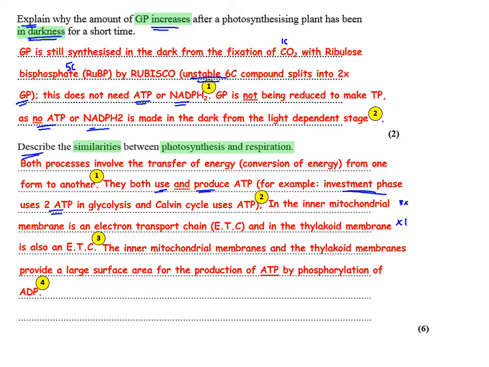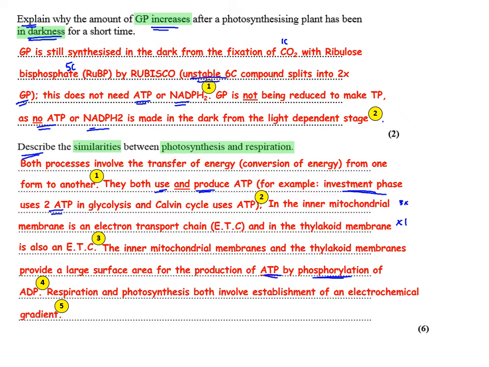Now the fourth mark point then out of 6, we know the inner mitochondrial membranes and the thylakoid membranes provide a large surface area for the production of ATP by phosphorylation of ADP. So we know there is ATP synthetase or ATP synthase as part of the stalk particle in both the inner mitochondrial membrane, where the electrochemical gradient is built up, and also in the thylakoid membrane, where the electrochemical gradient is built up between the stroma and the lumen of the thylakoid disc. So ATP synthase as part of the stalk particle is used to make ATP by phosphorylation of ADP and inorganic phosphate.